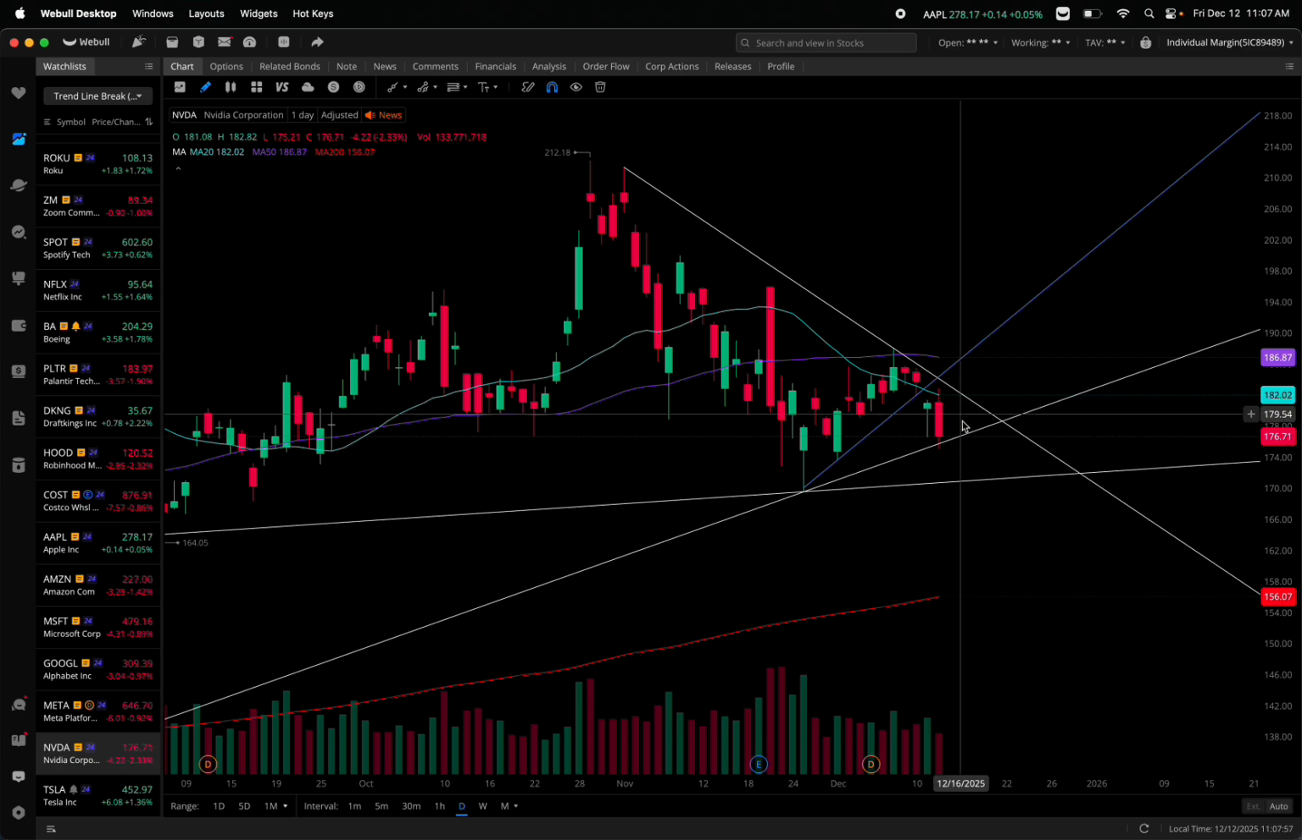You would have entered a short, and you would have profited like a $7, $8 move already right now. So very beautiful setup, but unfortunately not one that we could take today.